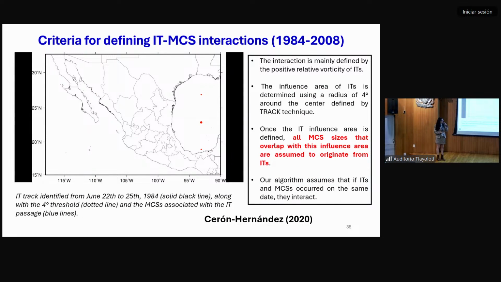And the crucial step was to define how the inverted trough interacts with the mesoscale convective system. So first, we define a radius of influence of the inverted trough. We just tried a 4-degree radius. You can see here in this animation that here is the center defined by the tracking technique that I talked about in the previous slide. You can see that this inverted trough is traveling westwards, and inside the radius of influence, some mesoscale convective systems can occur.